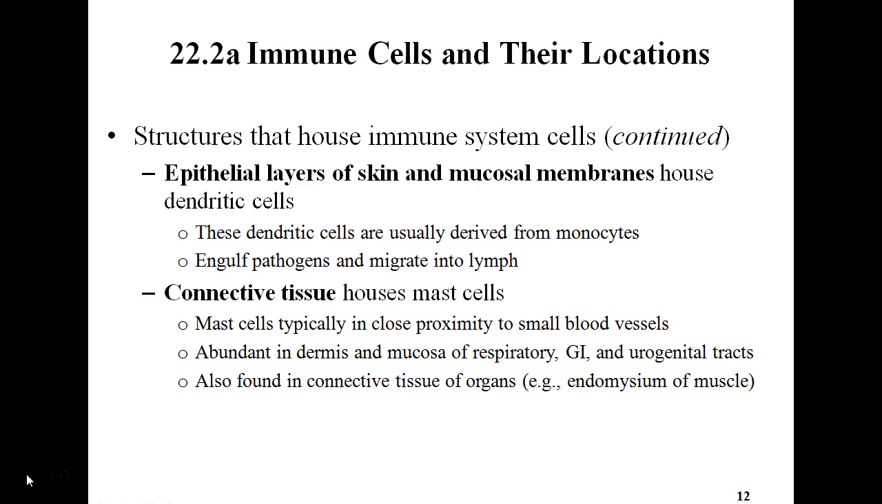Speaking of cells, we remember that cells build up to form tissues. Tissues such as epithelial layers of skin and mucous membranes are going to house these dendritic cells. These dendritic cells are derived from monocytes. They're going to engulf pathogens and then migrate into lymph. And you might recall that once they get into the lymph, the foreign invaders get filtered through lymph nodes. And then connective tissue is throughout the body, and it hosts mast cells. These mast cells are typically close to the small blood vessels.